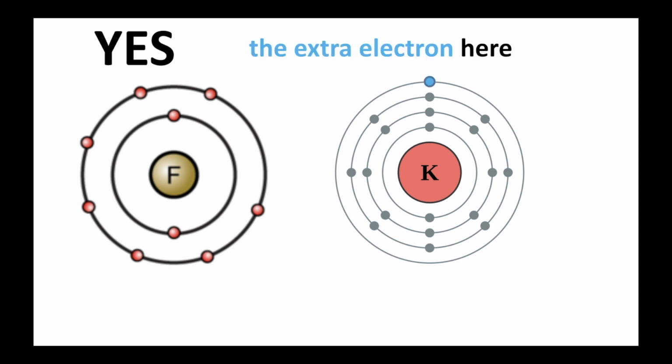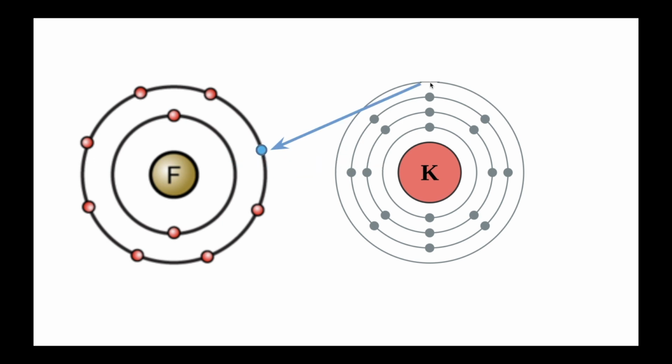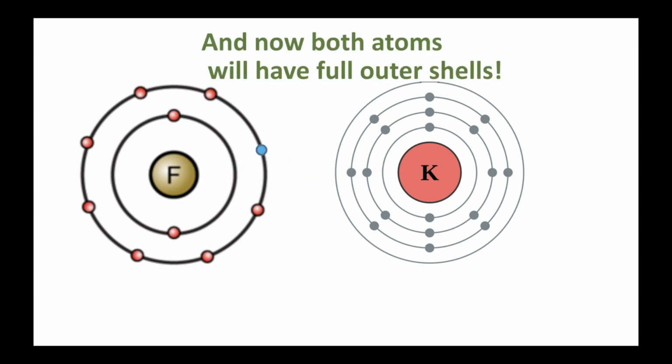So the extra electron that potassium has can go to fluorine. And now look, their outer shells are both full. Fluorine's second shell is full. Potassium gets rid of its fourth shell because there's no electrons in it anymore, and so its third shell is the outer shell, and that shell is full.